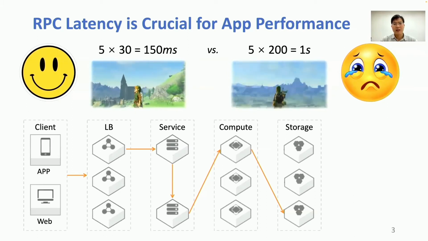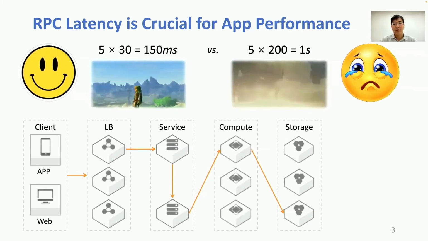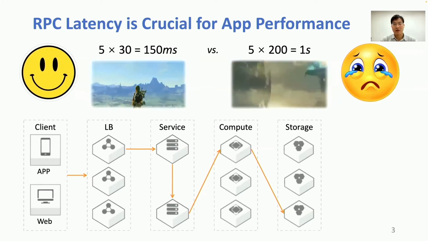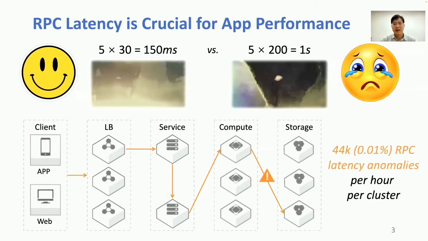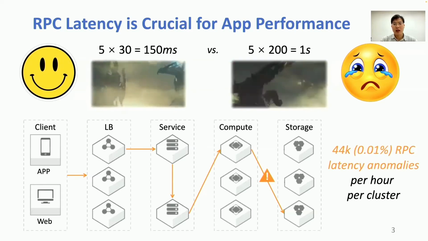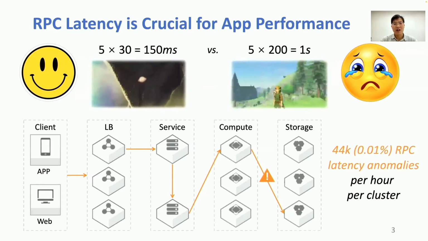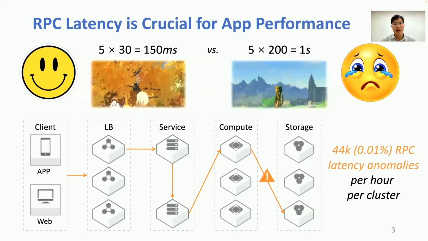Unfortunately, RPC latency anomalies are widespread in production clouds. Data shows that the latency of 44,000 RPCs exceeded 100 milliseconds per hour per cluster.